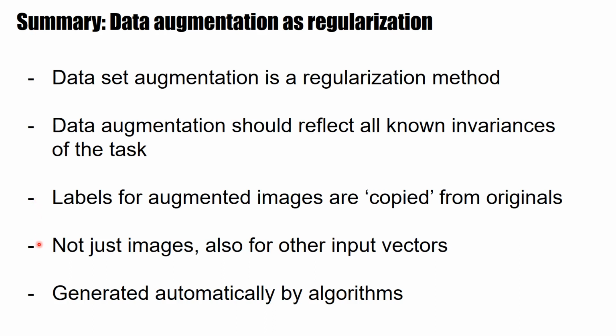And of course, the standard example is the example of images, but dataset augmentation also works for other types of input vectors. And in all cases, you want these extra input vectors to be generated automatically by algorithms. And then you end up with an augmented dataset, and the trained network will perform much better than the network only trained on the original input vectors.